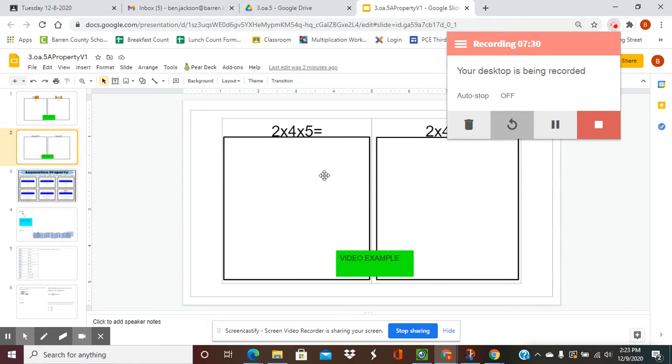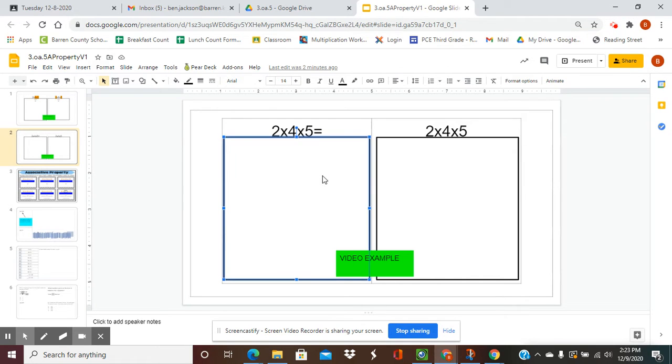Okay, so on this problem, I purposely set it up so that we've got the same problem on both boxes. 2 times 4 times 5. On the other side, 2 times 4 times 5. So this time I'm going to think ahead and try to figure out what maybe I have a choice in, to see how I want to solve it.